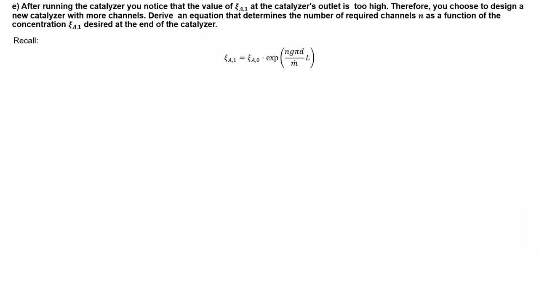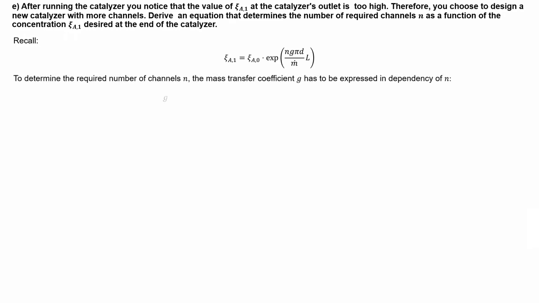We can directly see that the number of channels affects this mass fraction. However, the mass transfer coefficient also depends on it since it is affected by the Reynolds number. And therefore, the mass transfer coefficient has to be expressed in dependency of the number of channels. So previously we already determined this expression for the mass transfer coefficient. And then if we plug in the definition of the Reynolds number, we get the mass transfer coefficient expressed in the number of channels.